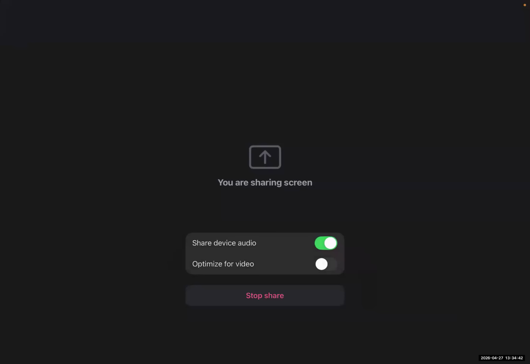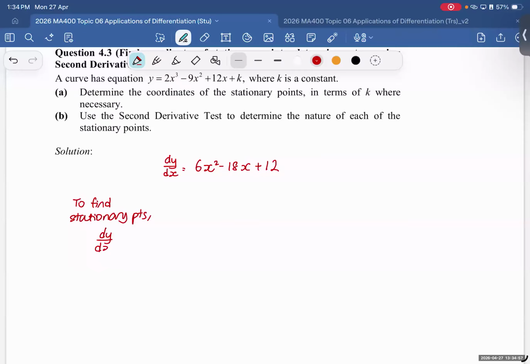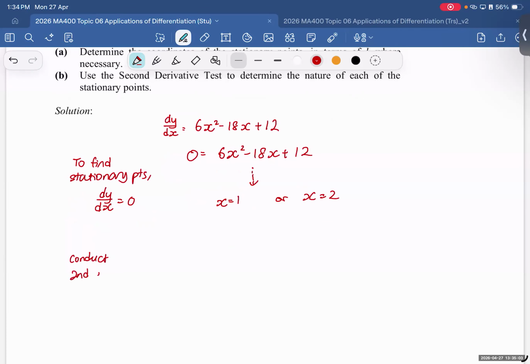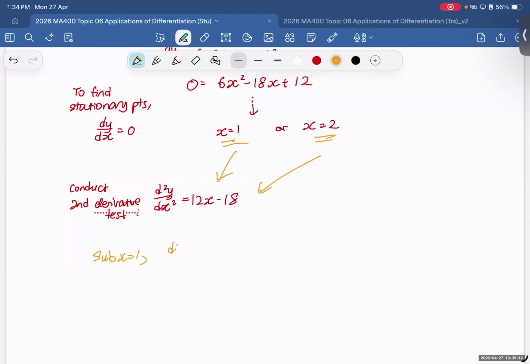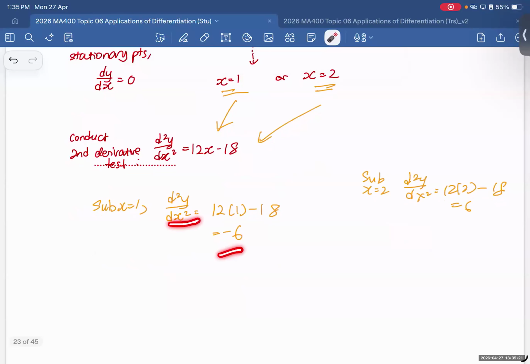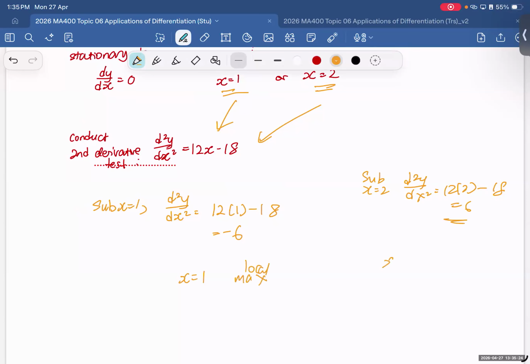And then you sub in. So you sub x equals 1. Your second derivative is 12 times 1 minus 18, negative 6. Sub x equals 2, the second derivative is 6. So if the second derivative is negative, it tells you that x equals 1 gives you a local max. If it's positive, x equals 2 gives you a local minimum.